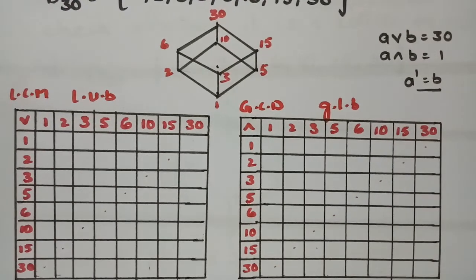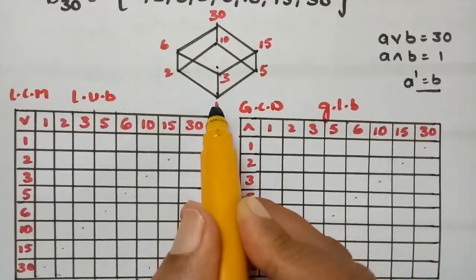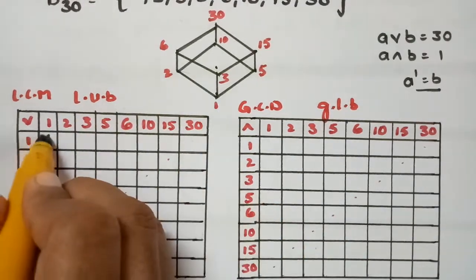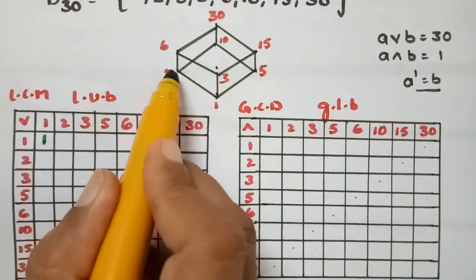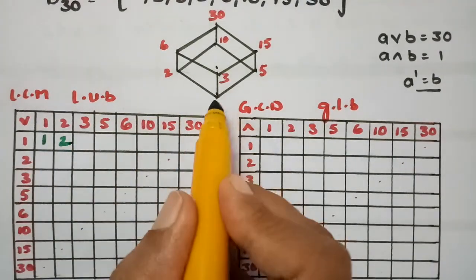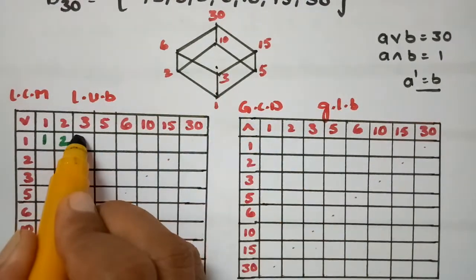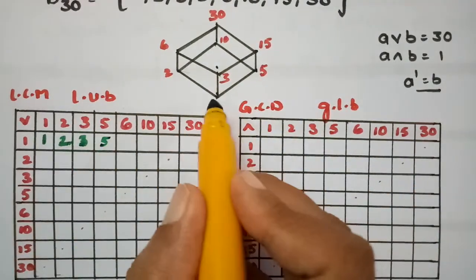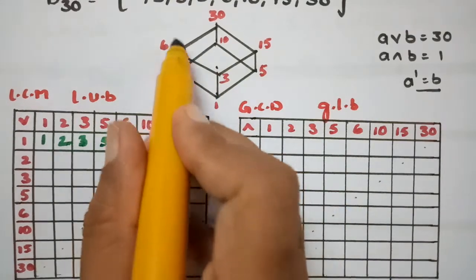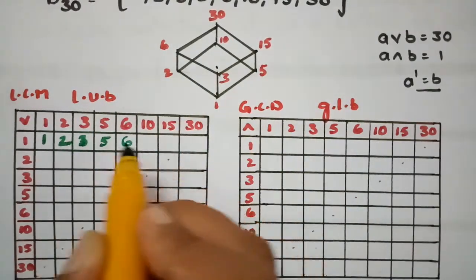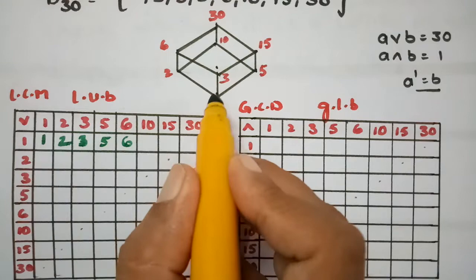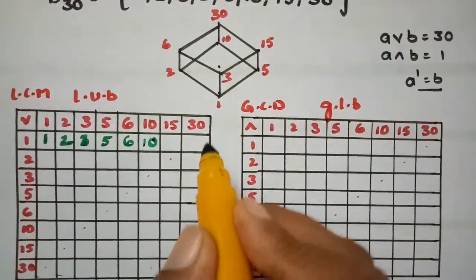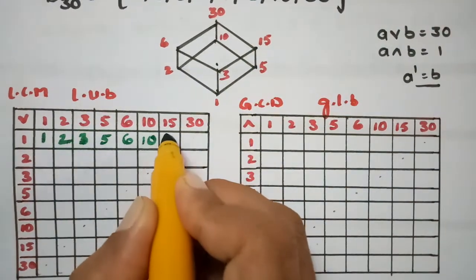From this Hasse diagram, for 1 and 1, the least upper bound is 1. For 1 and 2, the upper bound is 2. Carefully observe. For 1 and 3, 3 is the upper bound. For 1 and 5, 5 is the upper bound. For 1 and 6, 6 is the upper bound. For 1 and 10, 10 is the upper bound. For 1 and 15, 15 is the upper bound.